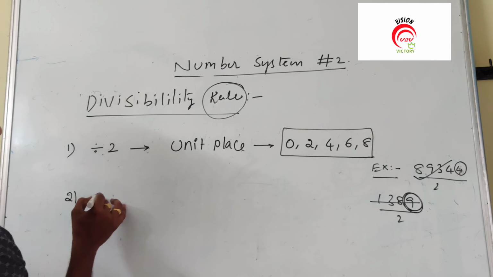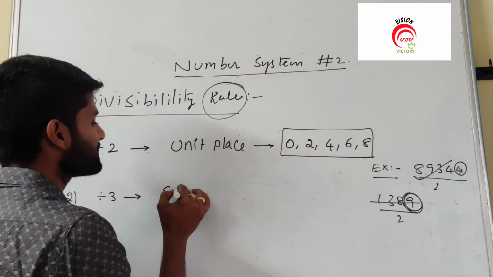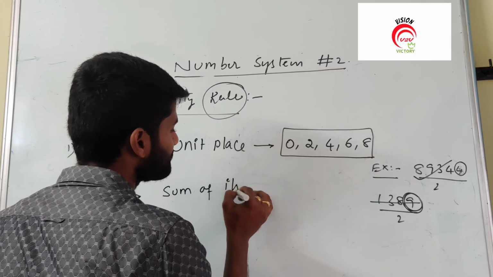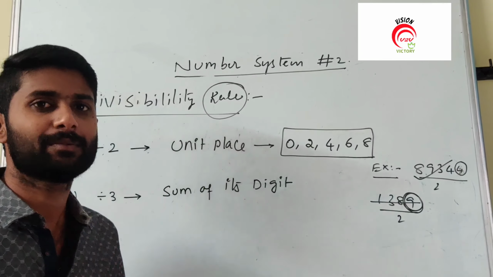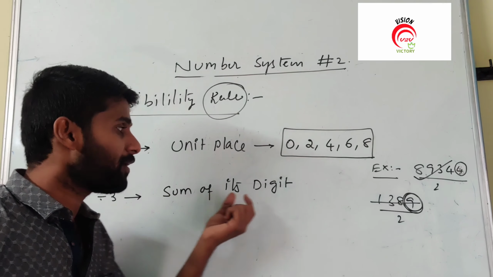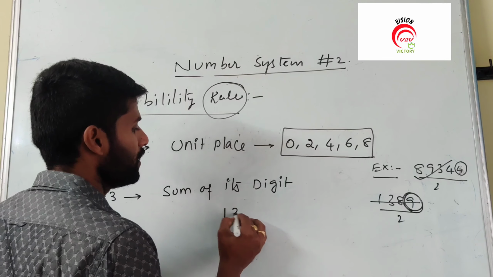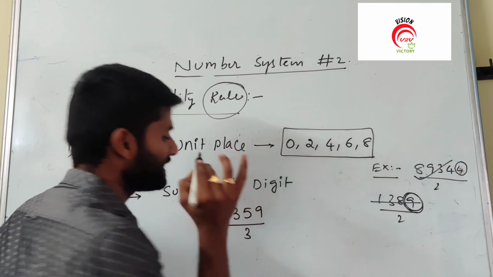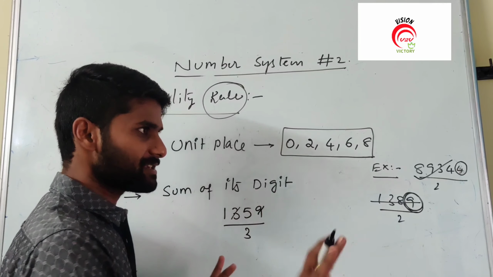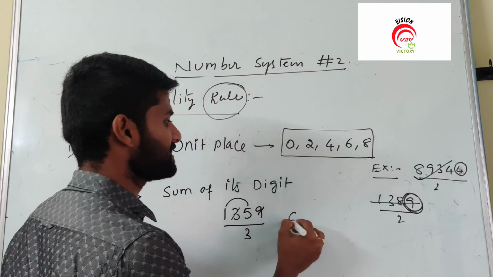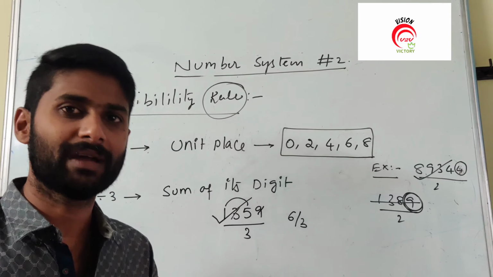Next, the second one, the divisible by 3 rule. What does the rule say? The divisible by 3 rule says that if the sum of the digits in the given number is divisible by 3, the entire number is divisible by 3. See again, if the sum of digits is divisible by 3, the entire number is divisible by 3. I will go with an example. For example, is 1359 divisible by 3 or not? Just go with the sum. 9 is a multiple of 3. 3 is a multiple of 3. 5 plus 1 is 6. If 6 is divisible by 3, it means the entire 1359 is also divisible by 3.